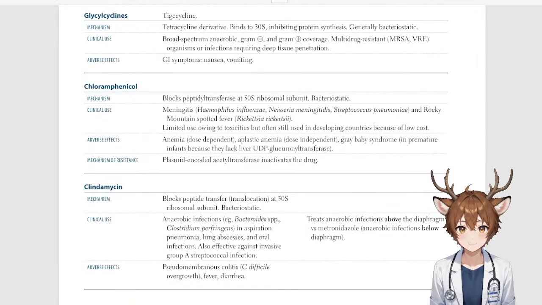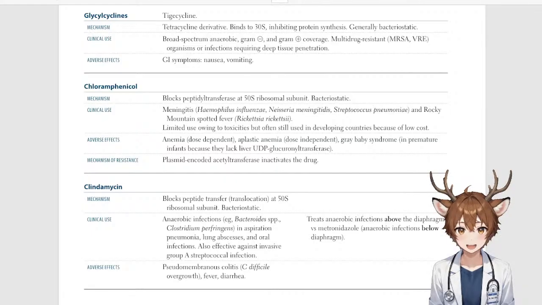What about chloramphenicol? Mechanism: blocks the peptidyltransferase at the 50S ribosomal subunit, bacteriostatic. Clinical use: meningitis (H. flu, Neisseria meningitidis, Streptococcus pneumoniae) and rickettsial disease, Rocky Mountain spotted fever, Rickettsia rickettsii. Limited use due to toxicity, but often still used in developing countries because of low cost. The adverse effects: anemia (dose-dependent), aplastic anemia (dose-independent), gray baby syndrome in premature infants because they lack the liver UDP-glucuronyltransferase. Mechanism of resistance: plasmid-encoded acetyltransferase inactivates the drug.